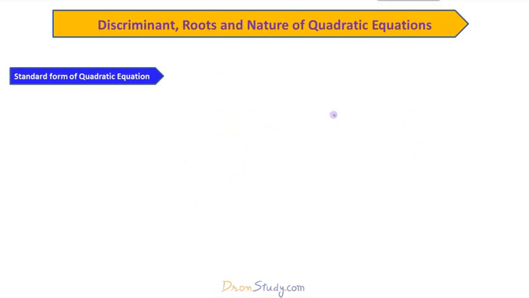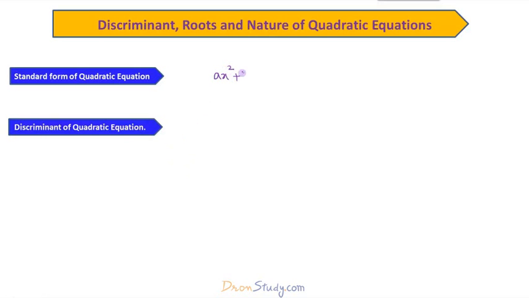Now we will go to the next topic, that is discriminant of the quadratic equation. The discriminant of the quadratic equation is nothing but the expression in terms of a, b and c. We have seen that the standard equation is ax square plus bx plus c is equal to 0. A is a coefficient of x square, b is a coefficient of x, and c is a constant term.